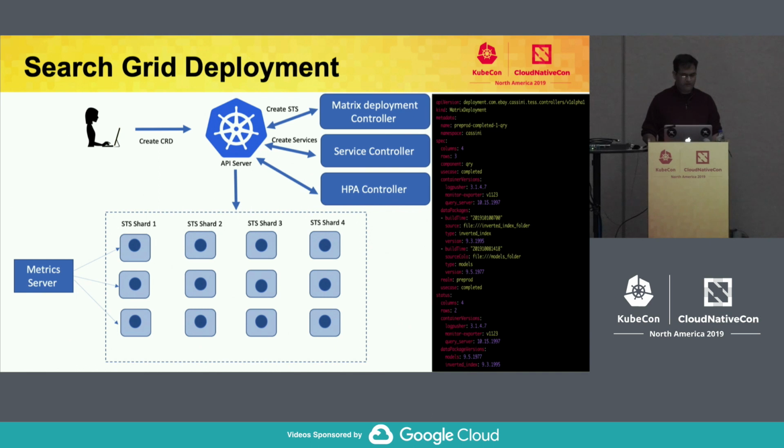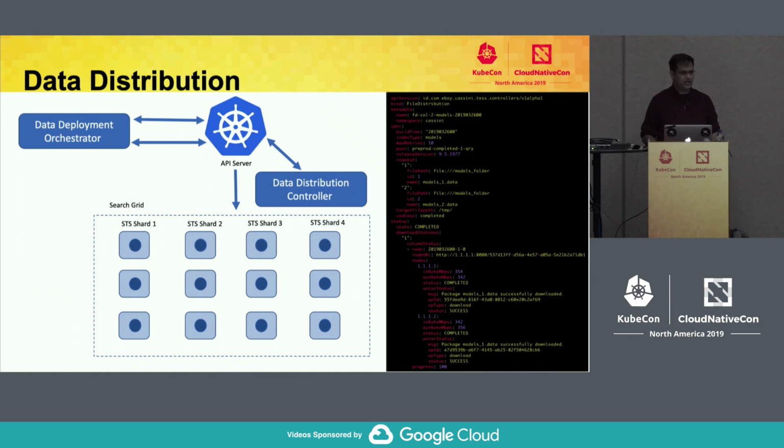Now that we have laid out the grid, the next part of the journey is to distribute the data. Since this is a stateful application, it is very important for us to maintain the right state on these pods. So we set out and wrote another operator, which we call a file distribution operator, to distribute the data across the grid. So whenever there is new data for the use case, the data deployment orchestrator gets the grid metadata for that particular use case.